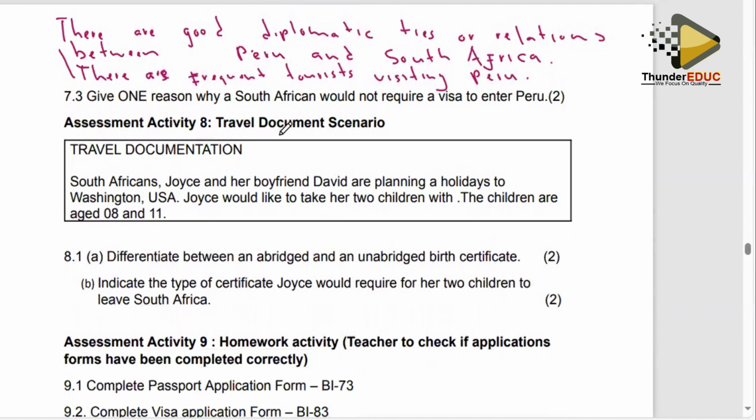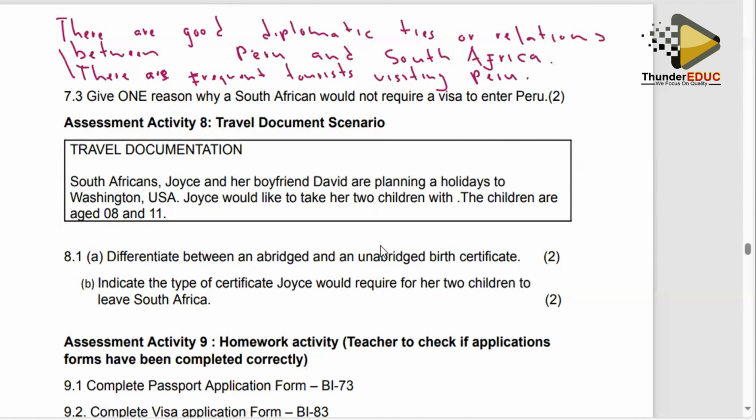Travel documentation. South African Joyce and her husband David are planning a holiday to Washington, USA. Joyce would like to take her two children with. The children are aged between 8 and 11. Differentiate between an unabridged and an abridged birth certificate.